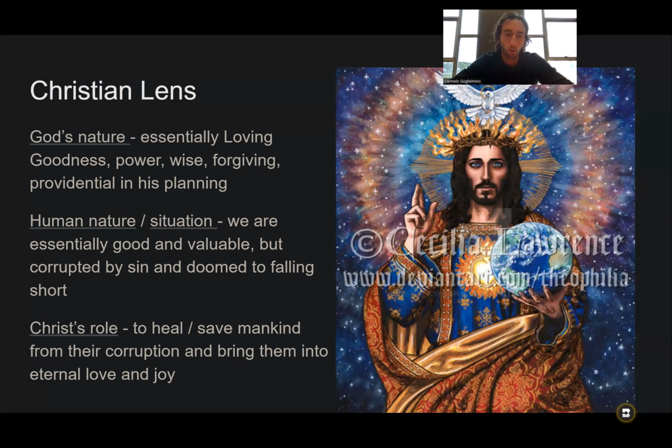So we're looking for characters who are healing and saving mankind or other characters from this corrupting, imprisoned nature, and bringing them into a situation that is much more full of eternal love and joy. So when we see rescue, sacrifice, when we see characters guiding other characters into this much more impressive state of being, that is when we see the Christian lens at work. We see somewhat of a Christ-like figure there. I'm going to save my examples for that one for our final little discussion here. But that is essentially the Christian lens.